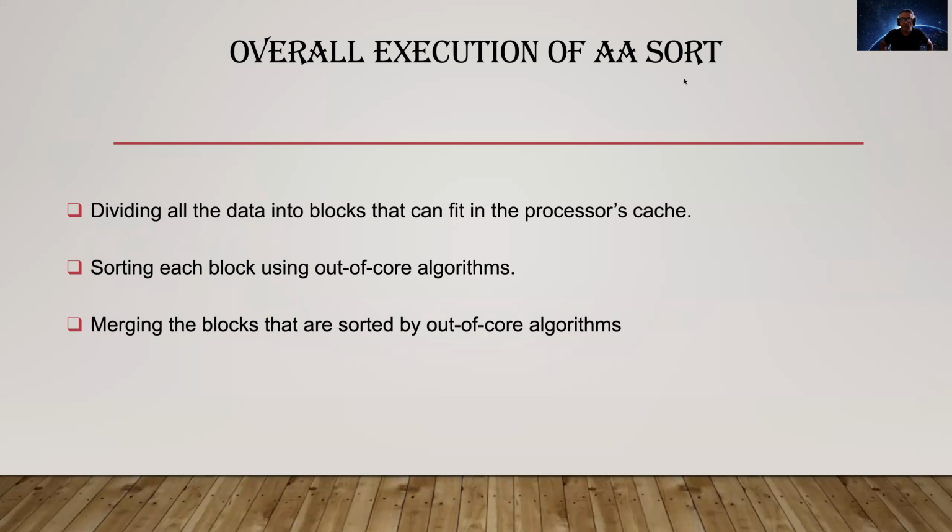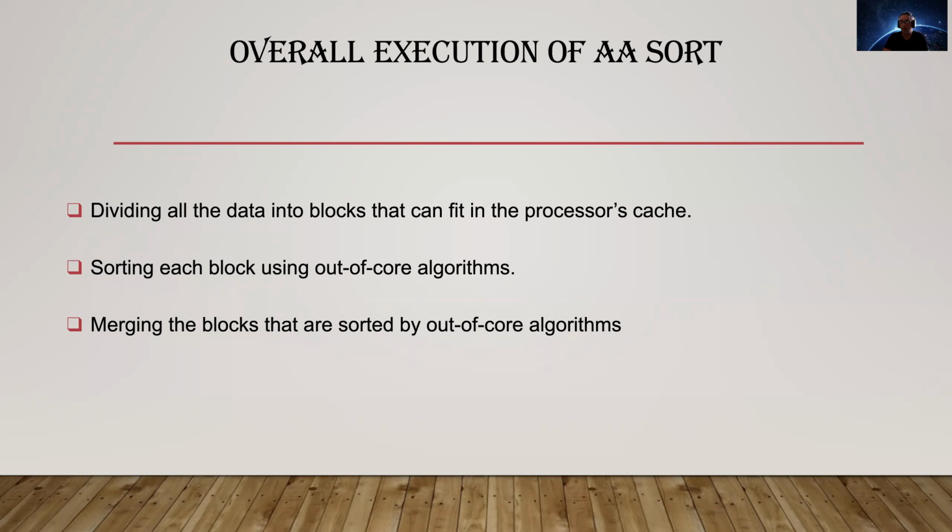Our execution of AA sort. AA sort consists of two major algorithms that work to ensure that the sorting process is accomplished accordingly. These algorithms include the in-core sorting algorithm and the out-of-core sorting algorithm. The overall execution of the AA sort takes the following phases. I want to talk about them.